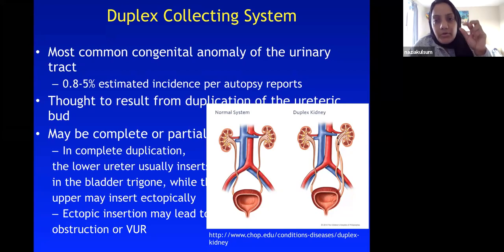The lower ureter that drains the lower part of the kidney can also have reflux. So essentially in duplicating systems, it is very, very important to do a VCUG to make sure there's no reflux.